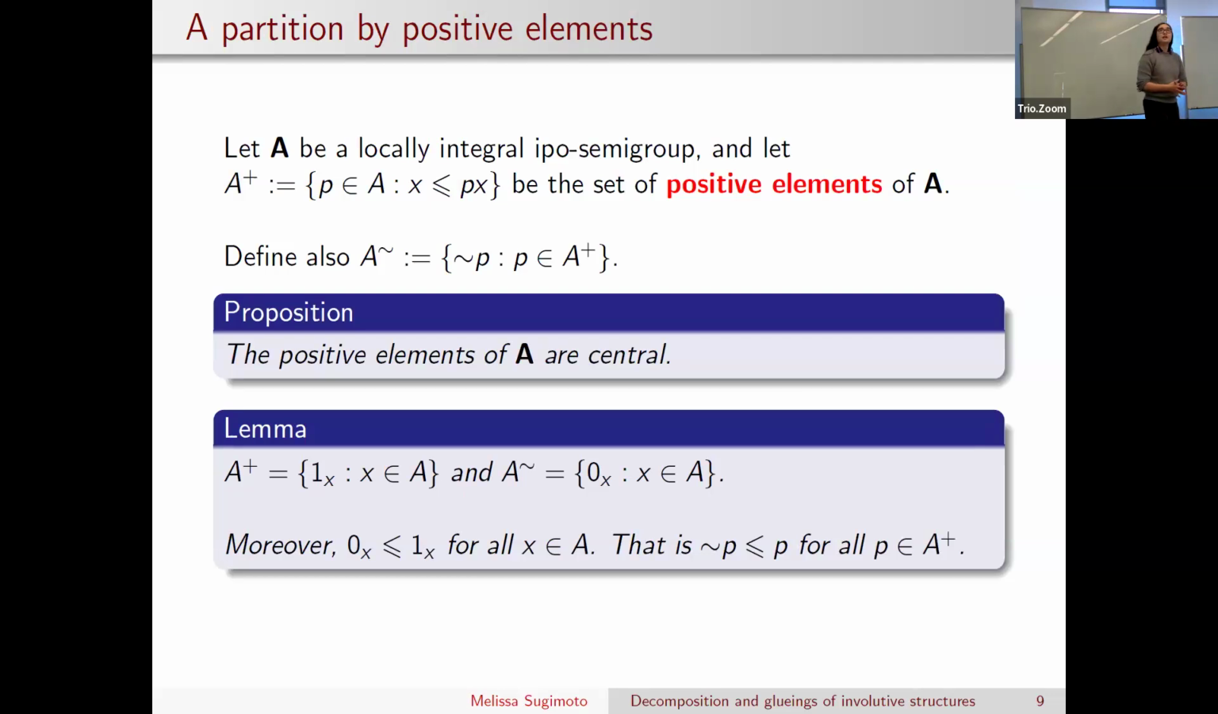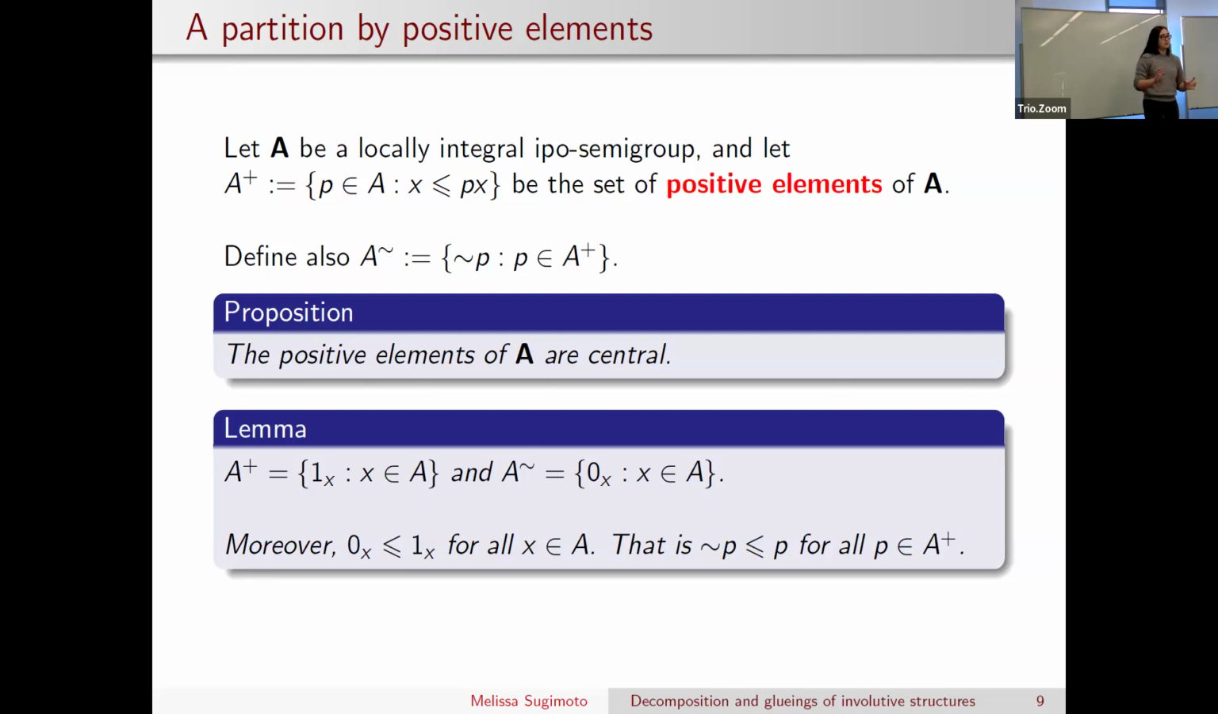So our goal, or really what we did, is we wanted to break things into equivalence classes, and we wanted to be able to index these on what's called positive elements. So positive elements are exactly those elements where x is smaller than p times x. So multiplying by them, like I've been saying, makes things bigger. And then we could dually define a set A tilde that has all of the tildes of the positive elements.